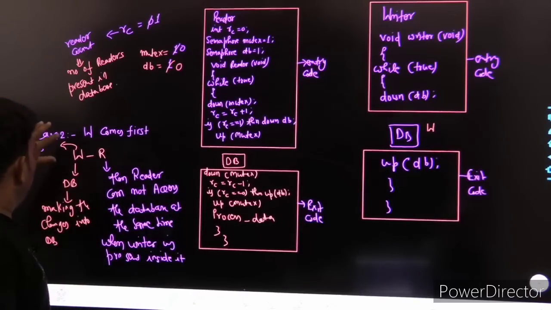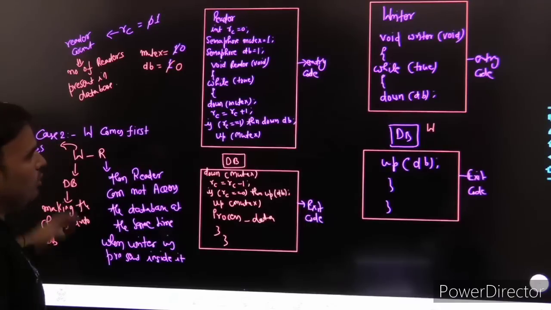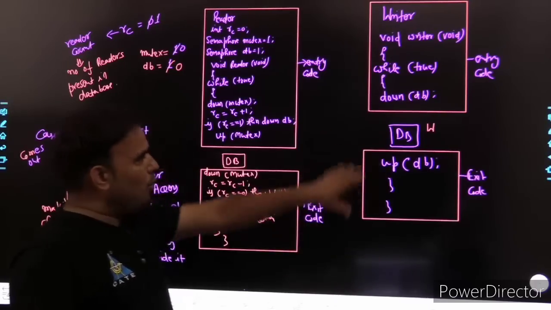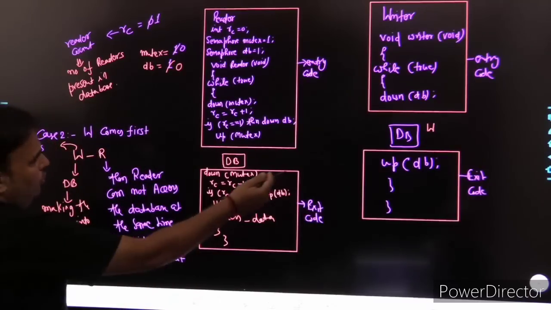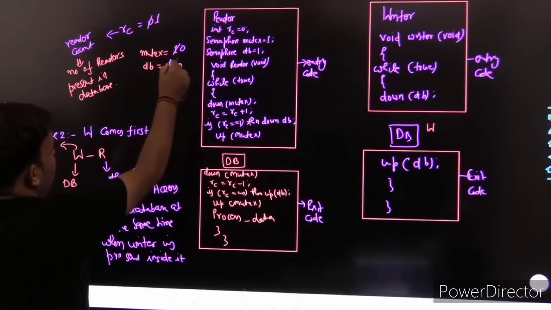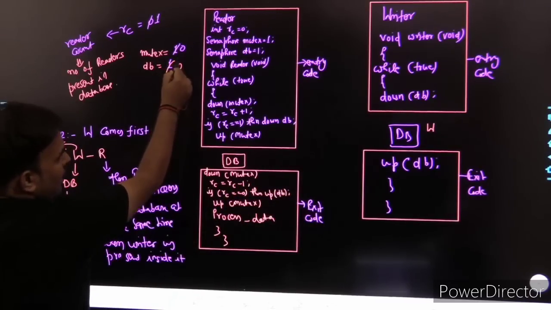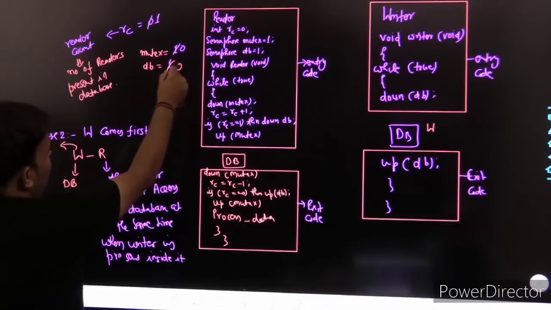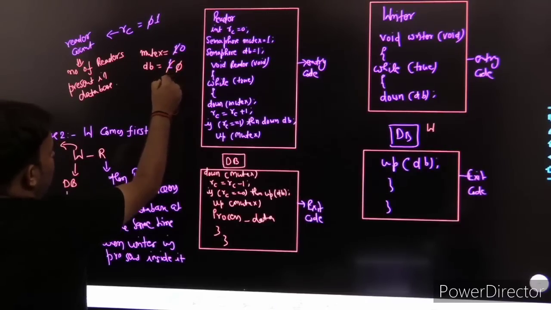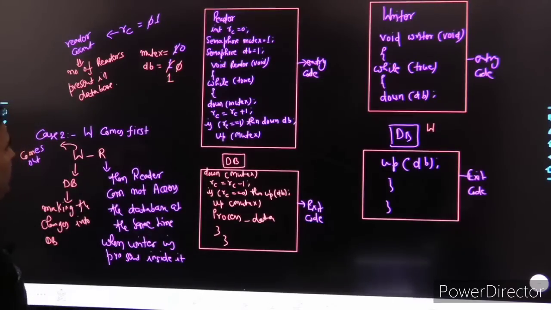Okay, guys. So when W comes out, it will execute this exit code. Up of db. So it will become what, my dear friends? Up of db. Okay, up of db, understand?